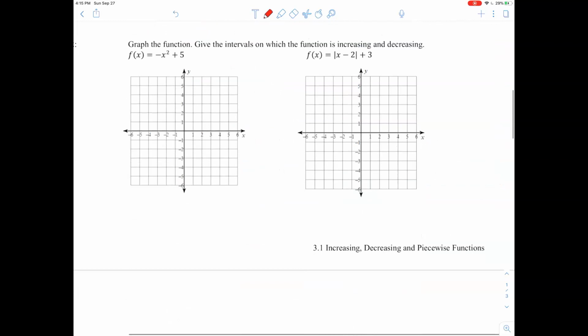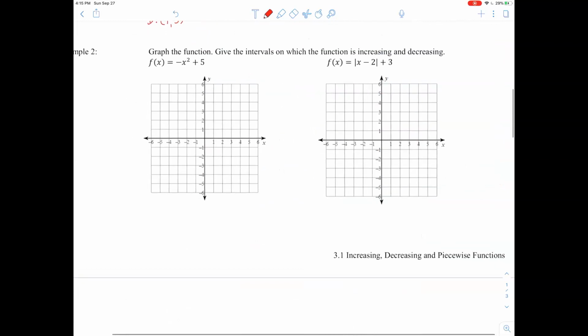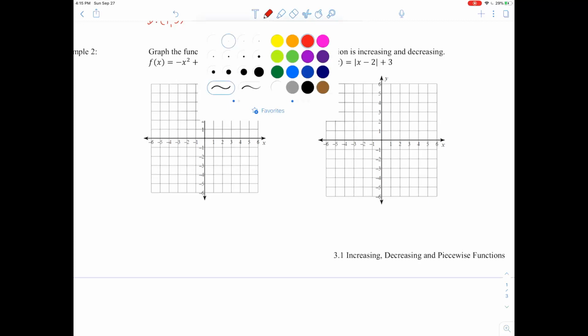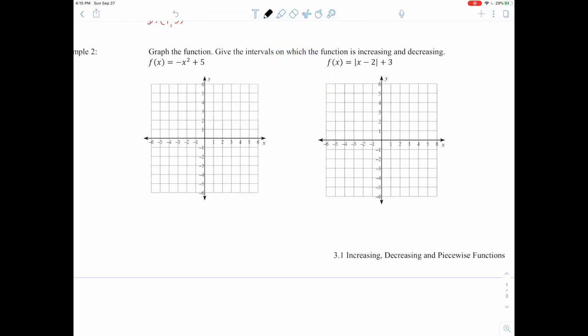Let's move on. Okay, this next section, example 2, says graph the function. Give the intervals on which the function is increasing or decreasing. So I'm just going to graph these by hand really quick because I'm pretty familiar with the parent function of a quadratic. And then I'm just going to use the vertical reflection and then the vertical shift to regraph it.